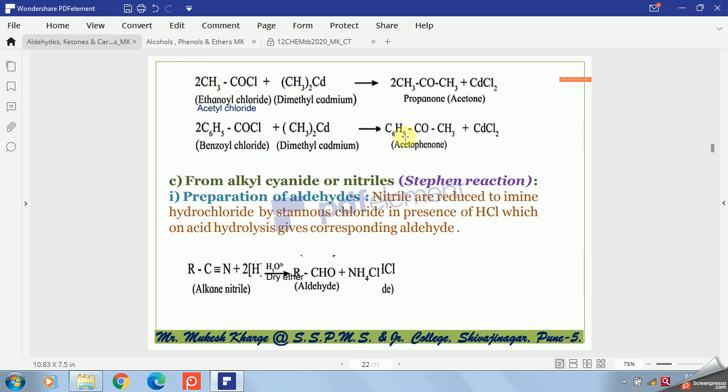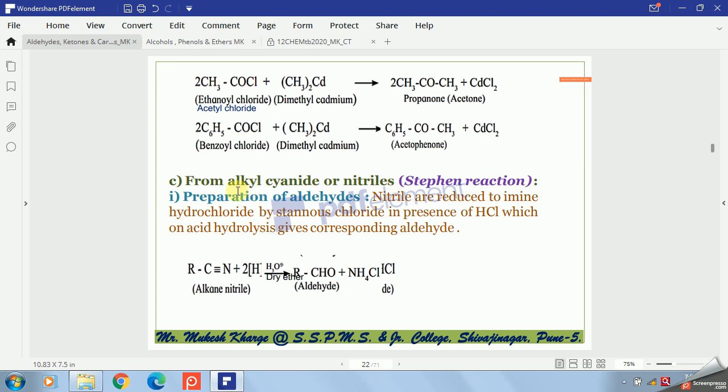If you have to prepare acetophenone, acetophenone contains C6H5 and CH3 groups attached to the carbonyl carbon. So you have to select dimethyl cadmium as a reagent, and it reacts with benzoyl chloride. So your product is acetophenone. Okay. What is the other name? The alkyl group is methyl and the aryl group is phenyl, so methyl phenyl ketone is another name of acetophenone. So this is about the reaction.